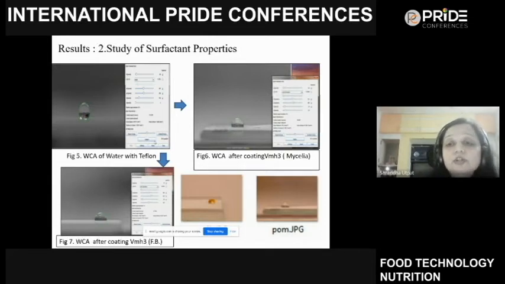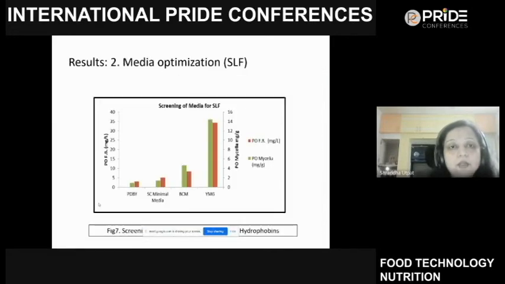By application of VMH3, this angle was reduced up to 102 degree when it was coated with VMH3 isolated from mycelia, and when it was coated from fermentation broth, the angle was decreased by up to 90 degree. This decrease in angle suggests the decrease in hydrophobicity of Teflon, and here we studied the alteration of the surface, which confirms the amphipathic nature of our protein.